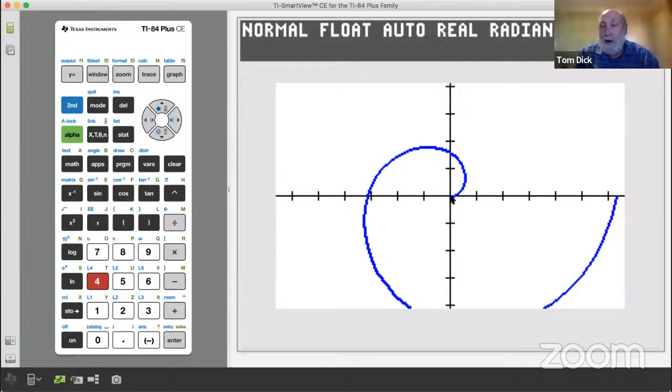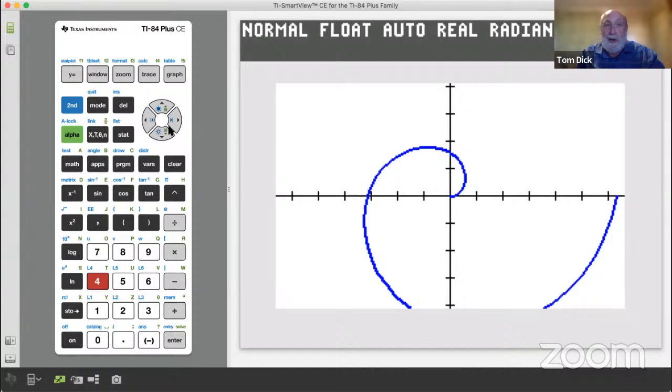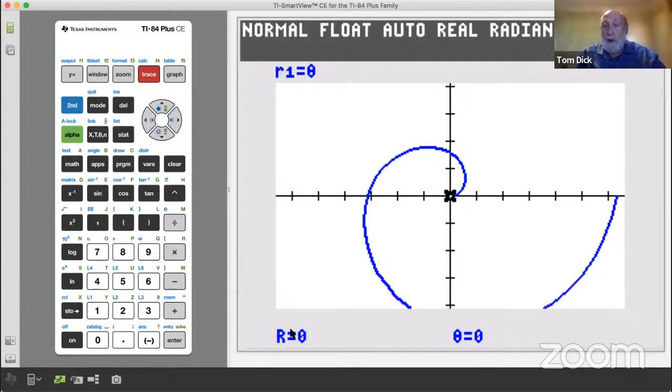What's happening here is, when theta is 0, we're pointing along the positive x-axis. We have a radius of 0. And as we move around, as theta increases, the radius is increasing too. Instead of me wagging my tongue, why don't I turn on the trace? There are two kinds of traces here, and I think I have the one that's set up for polar.